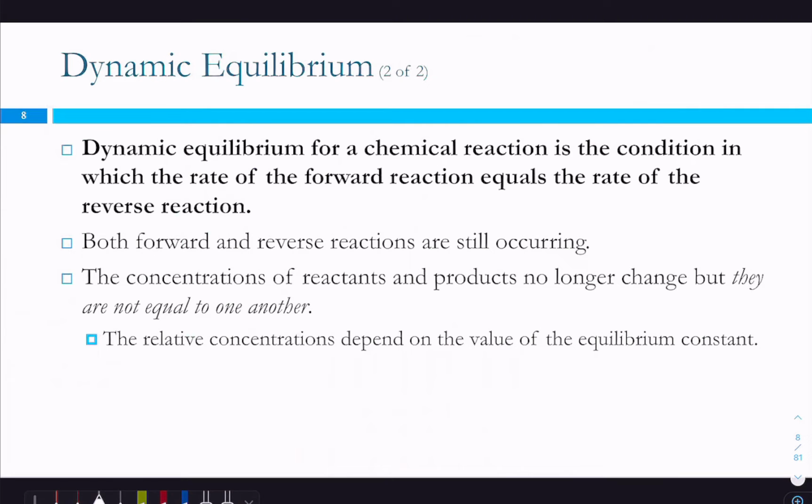So this is the key of all of equilibrium. Dynamic equilibrium for a chemical reaction is the condition in which the rate of the forward reaction equals the rate of the reverse reaction. So they're both still occurring. The concentrations don't change, but they're not necessarily equal to each other. So the relative concentrations depend on the value of the equilibrium constant. Again, that tells us what the ratio is of reactants to products.